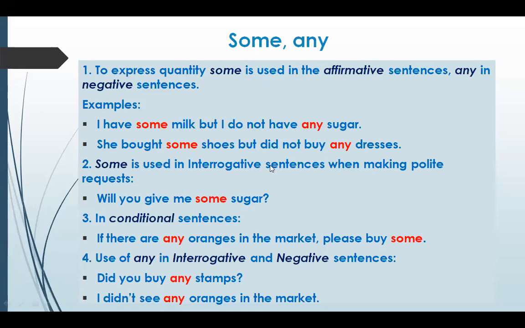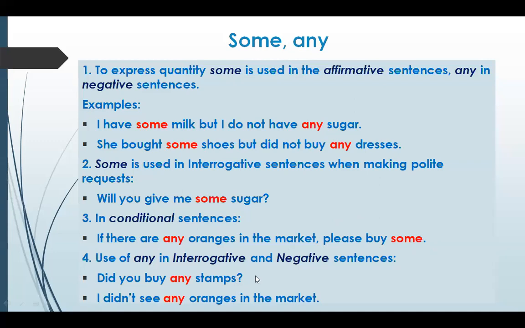Some is used in interrogative sentences when making a polite request. Will you give me some sugar? Some is in conditional sentences. We can use this way, any or some. If there are any oranges in the market, please buy some. Again, अगर तुम्हें कुछ oranges मिले तो कुछ खरीद लेना. So some for positive affirmation and to inquire something, to ask something. In conditional, we use any.